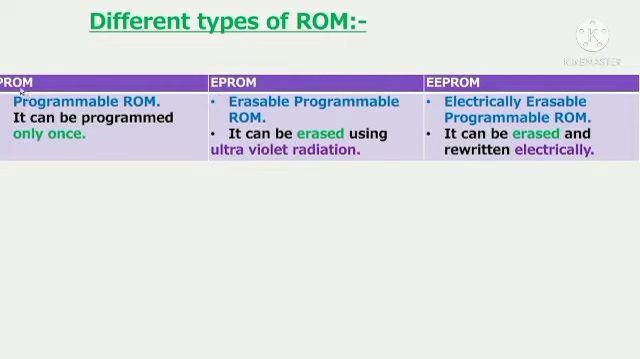Programmable read-only memory can be programmed only once and then the data is permanent. Erasable programmable read-only memory is EPROM. That means it can be erased using ultraviolet radiation. After that, we can rewrite the data. In the case of electrically erasable programmable read-only memory, EEPROM, the data can be erased and rewritten electrically. That is the main difference between EPROM and EEPROM.